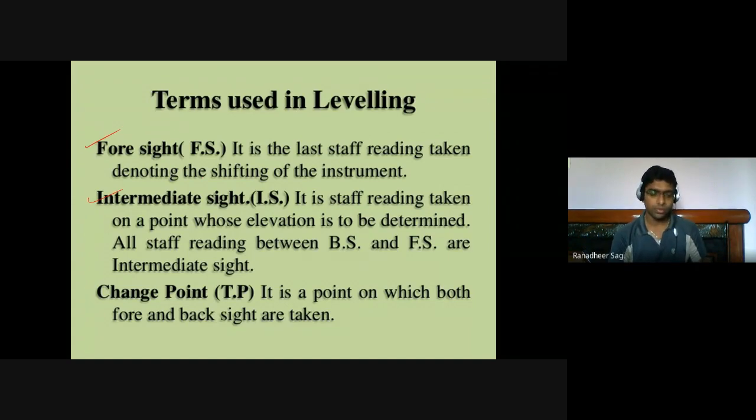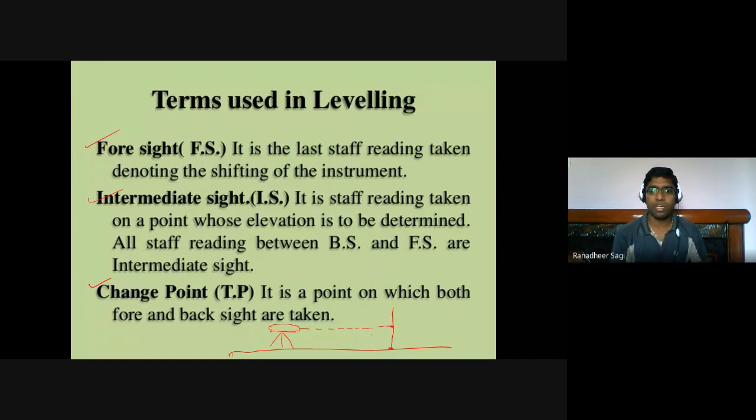Next is change point. Now what does this word change point mean? Change point is nothing but a point on which both foresight and backsight are taken. So what does it mean? Let's say, for example, this is my ground and here is my instrument station. I have my instrument set up here, and somewhere at this point I have placed my leveling staff. The reading I have taken on this leveling staff, I have noted it down.